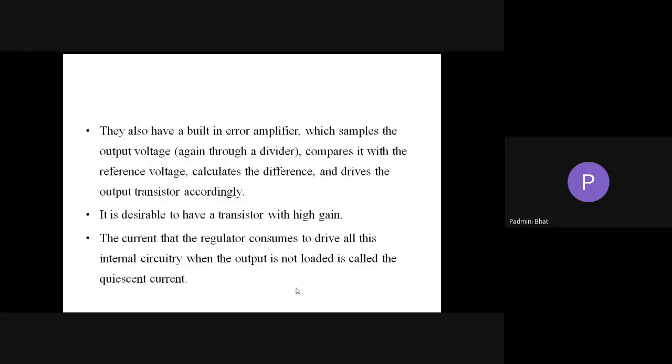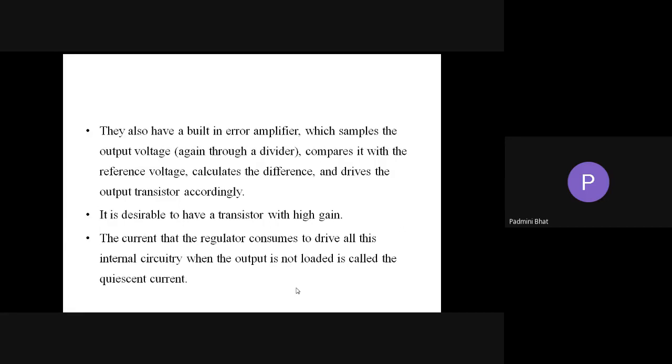It is desirable to have a transistor with high gain. When we say high gain, the major point is it takes less current. We don't want the current to be drawn to the regulator, because if the current is drawn to the regulator, then I must add that current in the design of the entire circuit.